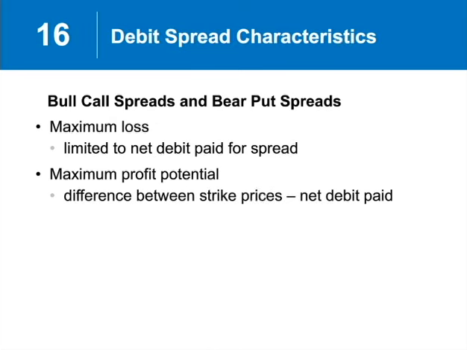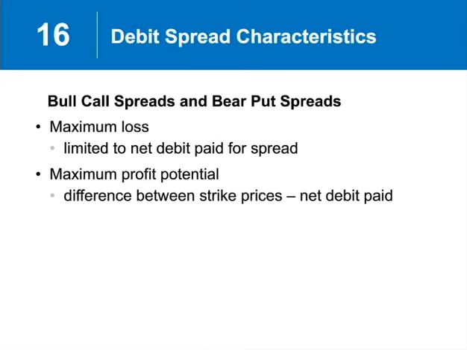Debit spread characteristics. Okay, that's bull call spreads and bear put spreads. Maximum loss is limited to the debit you pay for that spread. So the bull call and the bear put are both debit spreads. The most you can lose is what you pay. The maximum profit is going to be that difference between the strikes minus the debit you paid. So if the difference is five between the strike you buy and the strike you sell, and both options are in the money at expiration, you've got a $5 spread, you paid two, you made three.